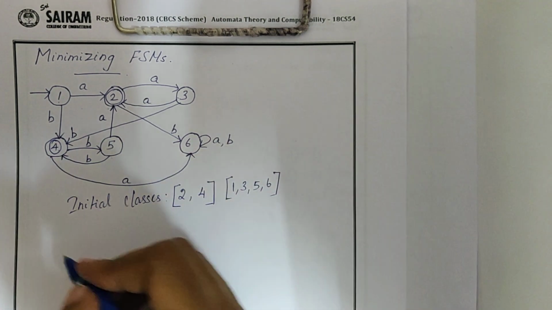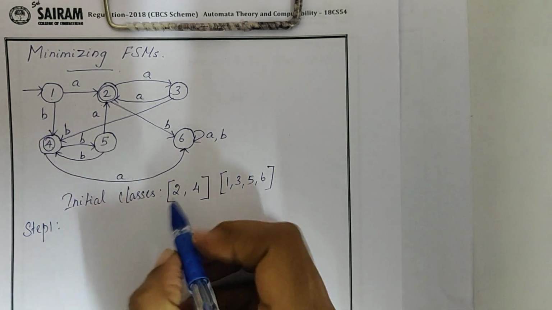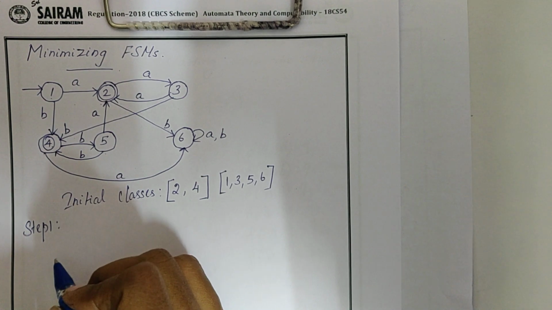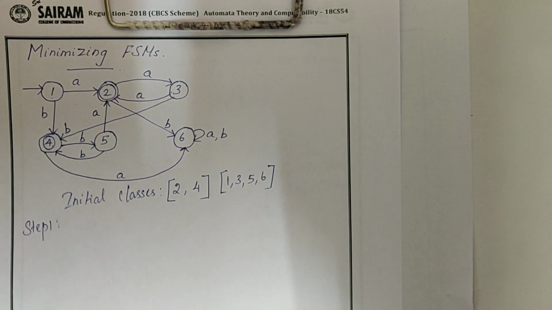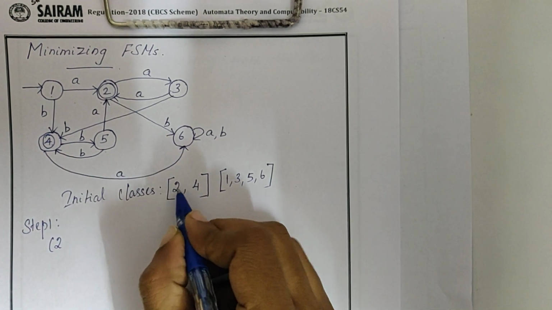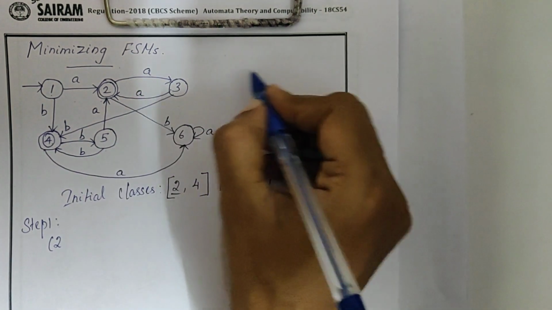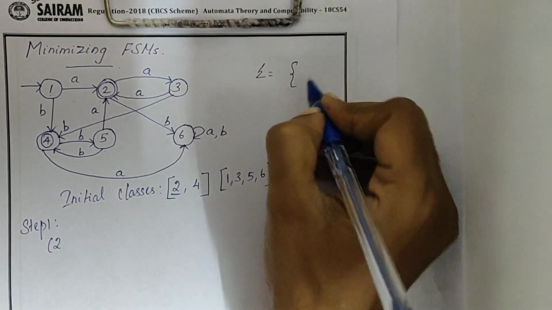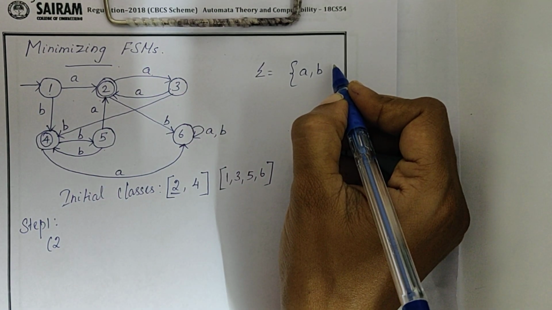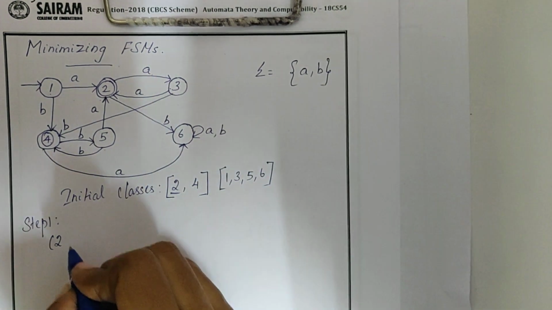Now in step 1, take this class and find the transition. The first class is 2, 4, and in this class my first state is 2. Write 2 comma, and here you write your sigma. Sigma has only A and B. So this is your sigma.